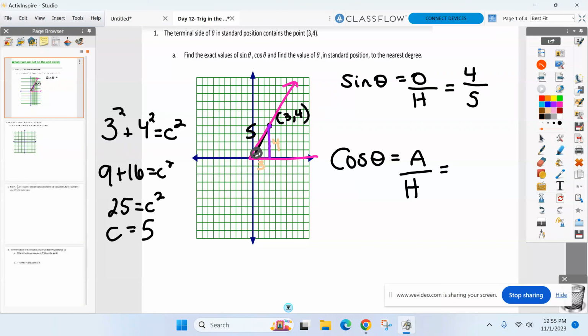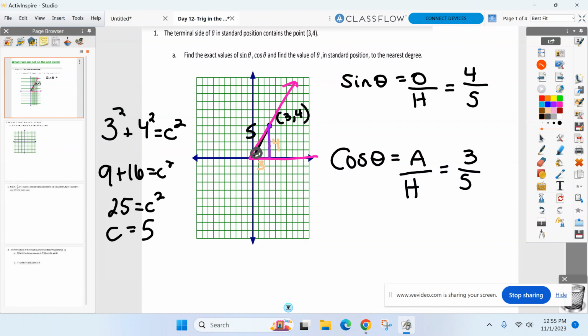What's adjacent to my angle? Three. And my hypotenuse? Five. And that makes sense because that's going to be less than one. Good. It's asking me for one more piece of info, though. Find sine, find cosine, and what else do I need to find?